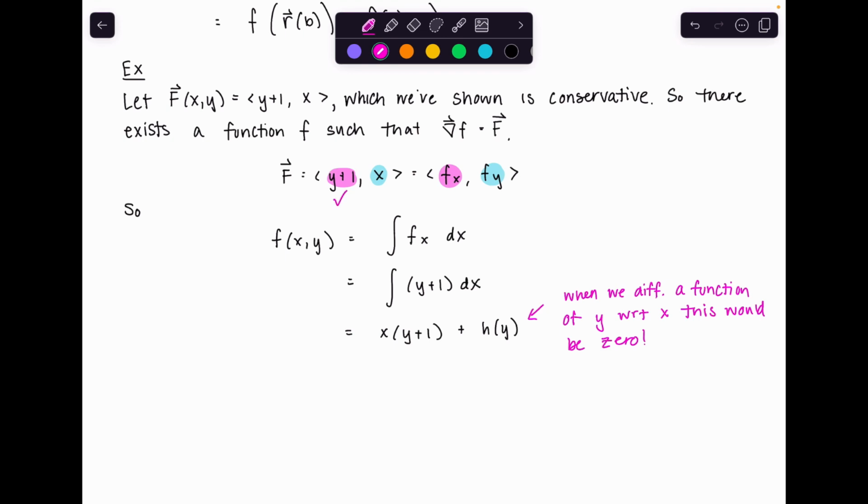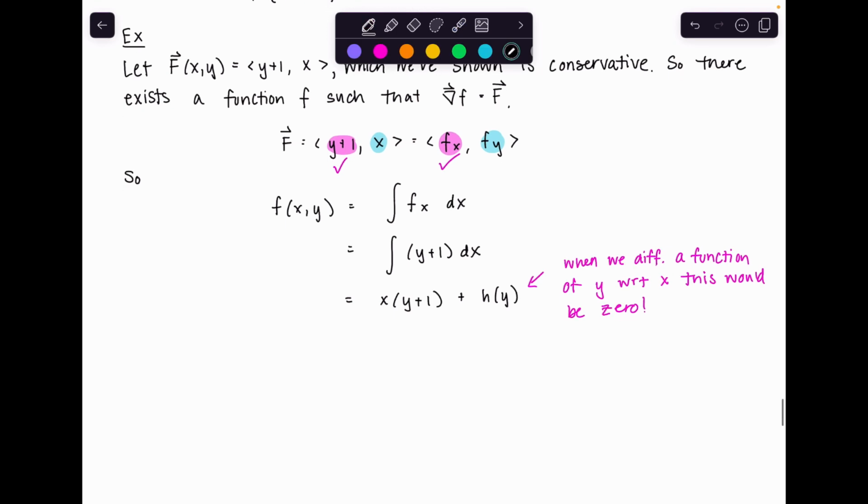So basically what I've done is I've used this first component. I'm going to use the second component to try to figure out what this equals. So we need to find this function h of y, by using that the partial with respect to y is just x.